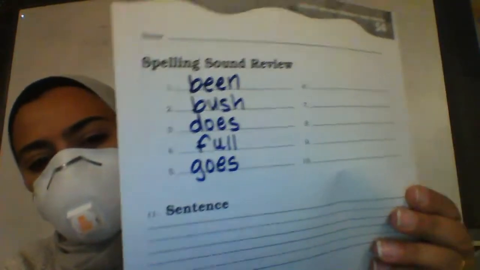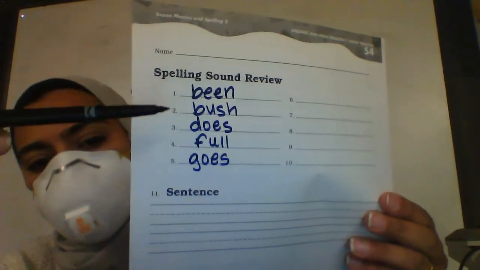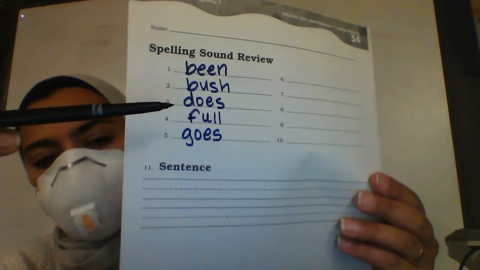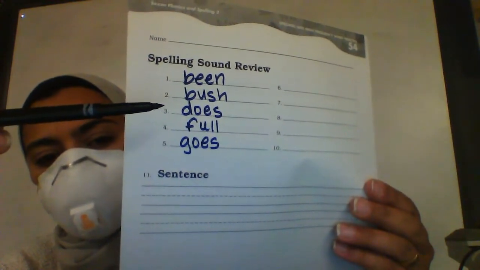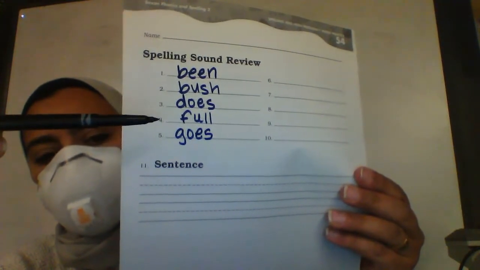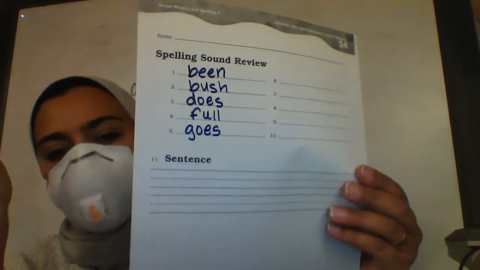Now I'm going to review what we've spelled. Number 1, been, B-E-E-N. 2, bush, B-U-S-H. 3, does, D-O-E-S. 4, full, F-U-L-L. 5, goes, G-O-E-S. Number 6, pull. Pull, do not push. Pull. How do you spell it? P-U-L-L. Number 7, push. How do you spell it? P-U-S-H.